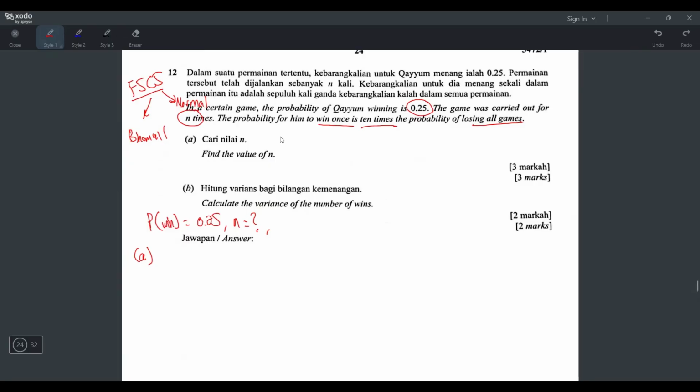But this question is a binomial question, and how I know that is because if it's a normal distribution question, you will see the word normal in the question. Yeah, the word normal will appear in the question. But do you see the word normal here? No, right? So automatically it means binomial, right?